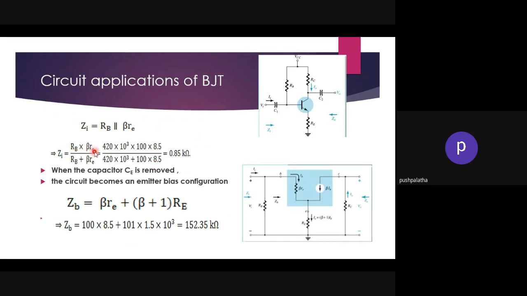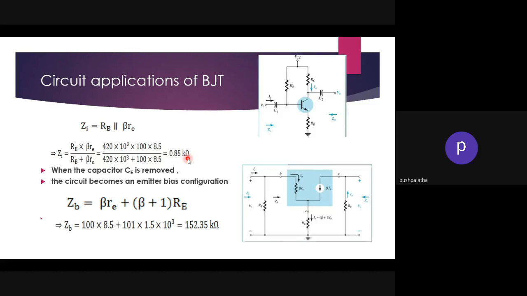So the beta value here is actually 100. I told you in the previous class itself, in case they don't give the beta value, you can straight away take 100. It can be any range, 50 to 100, but for easy calculation we can take 100, right? So we will get 0.85 kilo ohms.